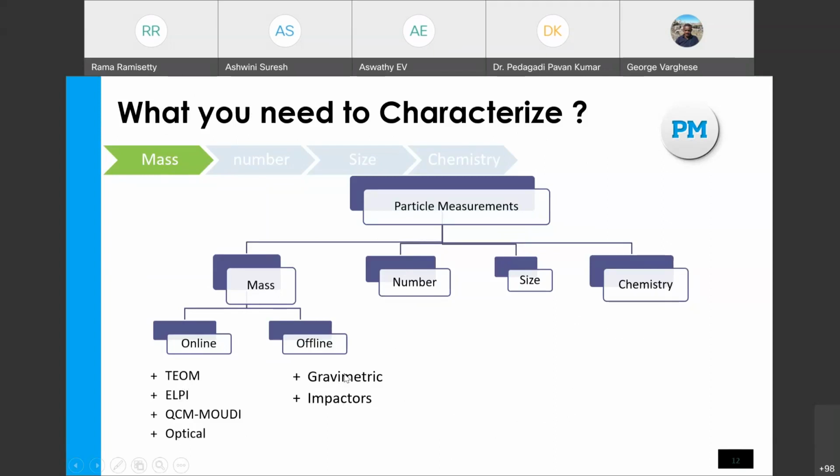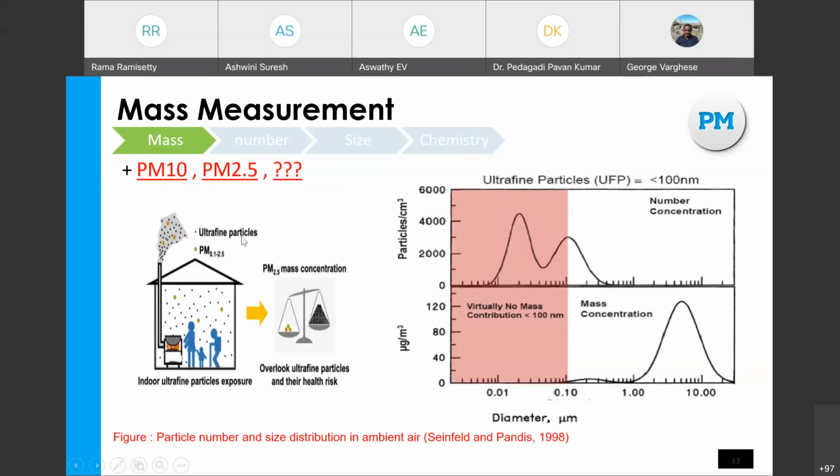Okay, and for the particulate mass measurements, if you look at this graph on the right side, the top portion is for particle number versus size distribution, and the bottom one is particle mass versus particle size. This portion tells you how many particles are below 0.1 micron, that means below 100 nanometers, in the atmosphere, and also how much mass is contributing. If you look at the number, it is very high compared to the bigger sizes, whereas the mass is very, very little.